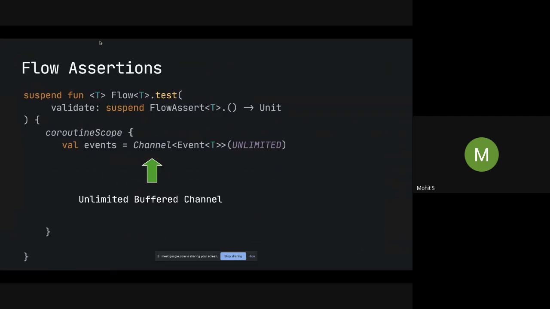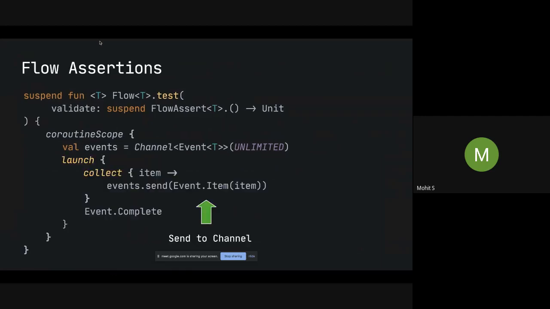One thing I didn't say before is how our channel is implemented under the hood: it uses a doubly linked list, based on a paper in academia. It uses lock-free algorithms under the hood. So I'm creating an unlimited channel in here. The next thing it does is launch a child coroutine, and it calls collect on that flow.